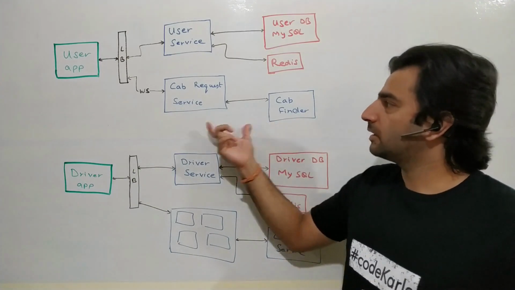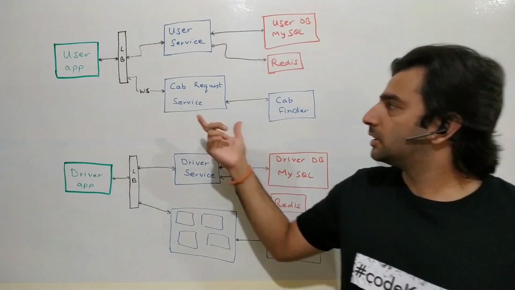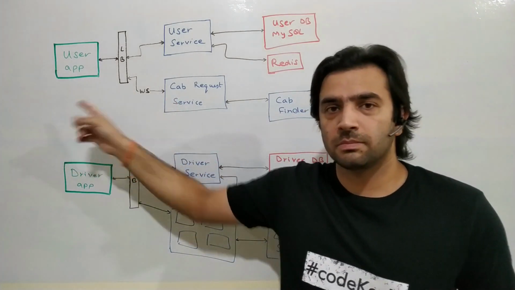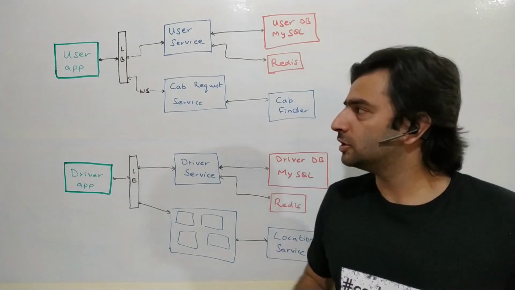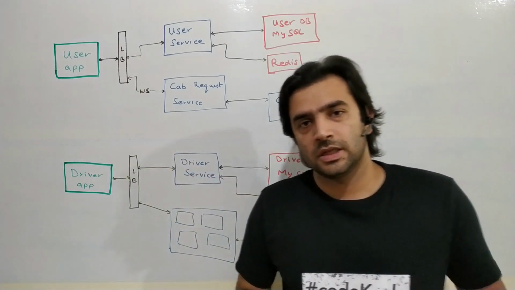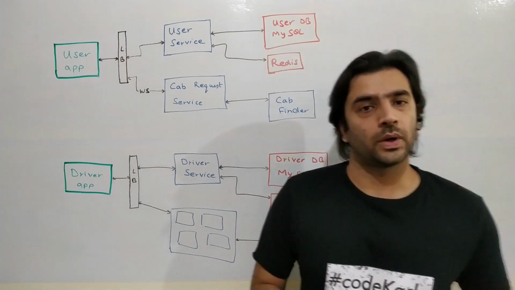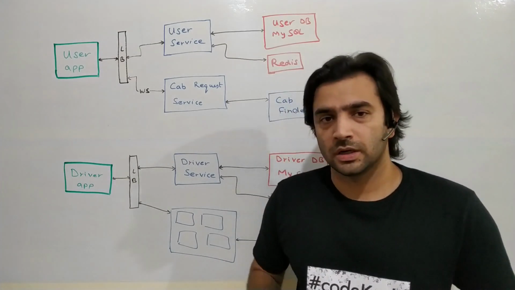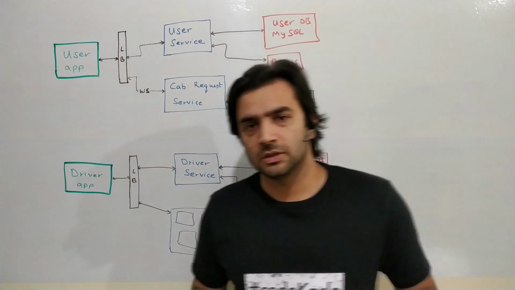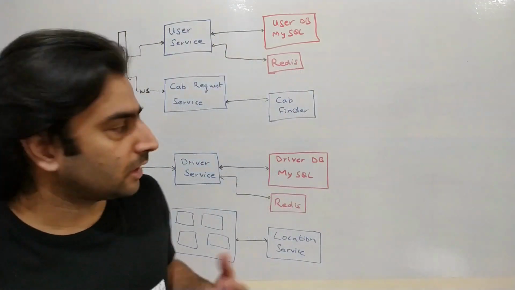And whenever the cab finder responds back with a cab, this cab request service sends the user app a response through this WebSocket connection saying that the cab is booked and these are the details and whatever is required. Cool. These are approximately the major user flows. Now quickly let's look at the driver flows.